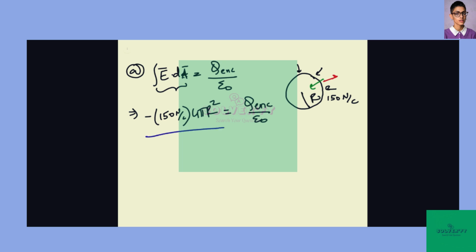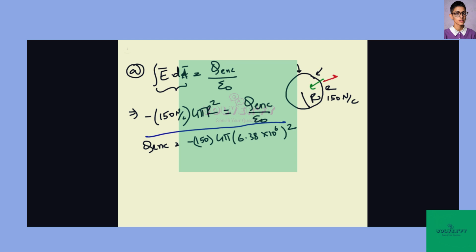This formula is important. We'll come back to it later. Hence, charge enclosed is simply minus 150 times 4 pi r squared. We know that the radius of Earth is 6.38 into 10 power 6 meters.